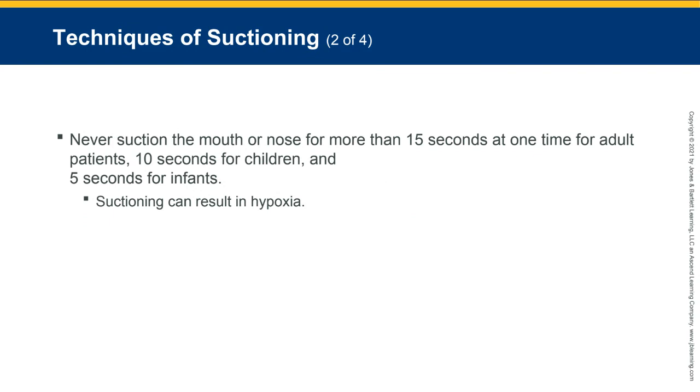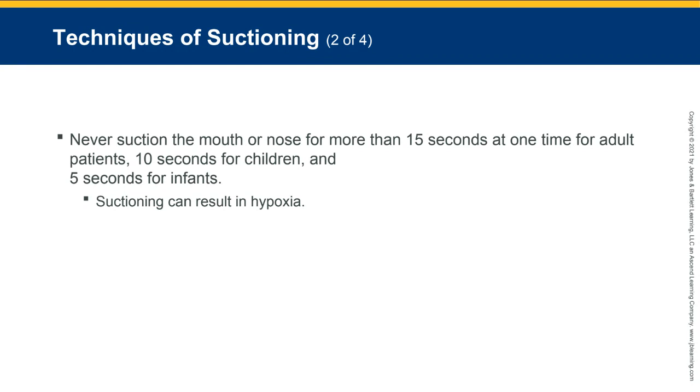Now, once you make a decision to suction your patient's airway, it should never be done with the head in a neutral position if that can be avoided. So try and avoid suctioning with the head neutral. Never suction the mouth or nose for more than 15 seconds at one time for an adult, 10 seconds for children, 5 seconds for infants. If the patient has an advanced airway, you do not exceed 10 seconds and it needs to be a sterile technique.